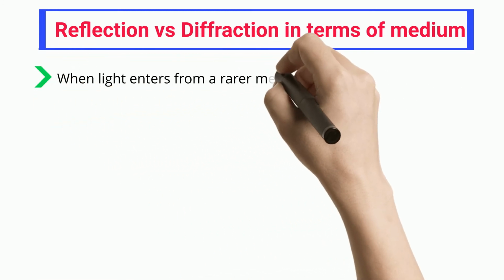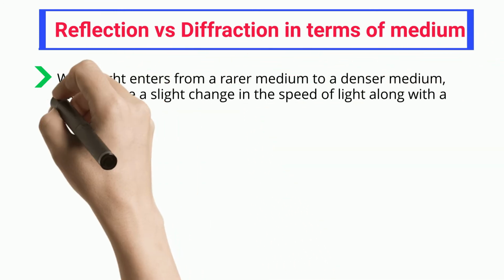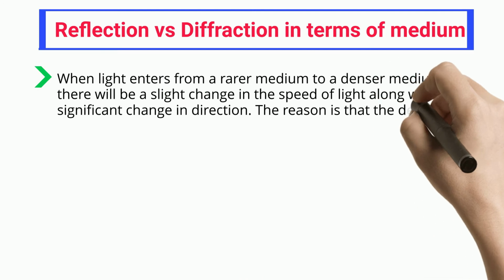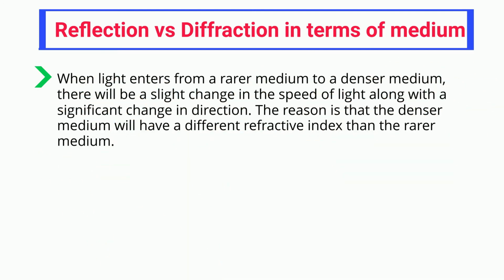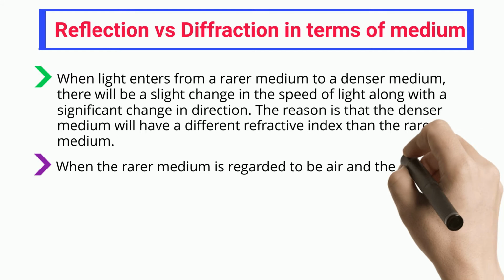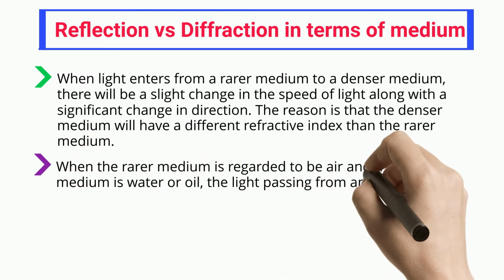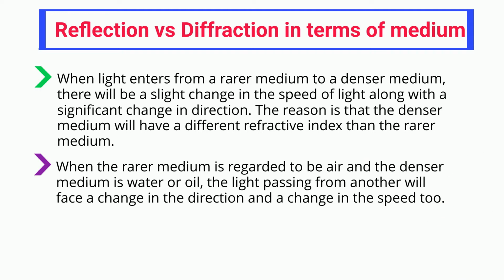When light enters from a rarer medium to a denser medium, there will be a slight change in the speed of light along with a significant change in direction. The reason is that the denser medium will have a different refractive index than the rarer medium. When the rarer medium is air, and the denser medium is water or oil, the light passing from one to another will face a change in the direction and a change in the speed too.